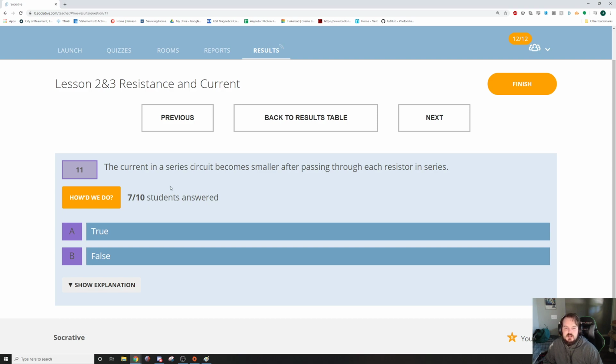Current in a series circuit becomes smaller after passing through each resistor in series.